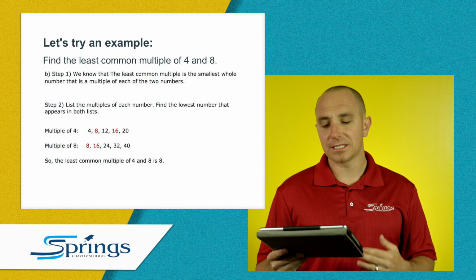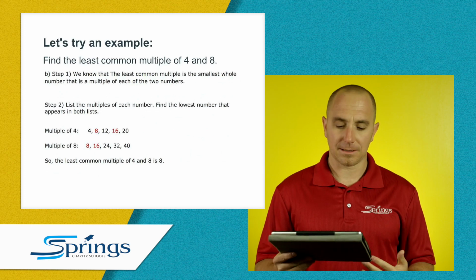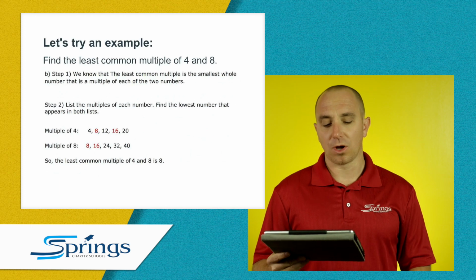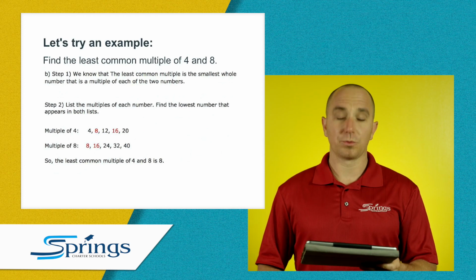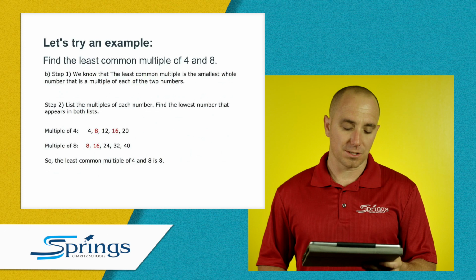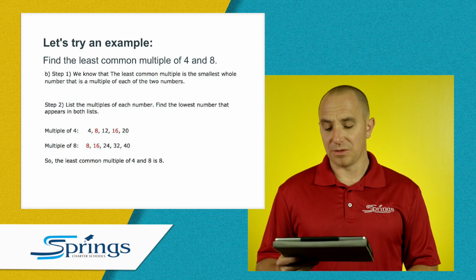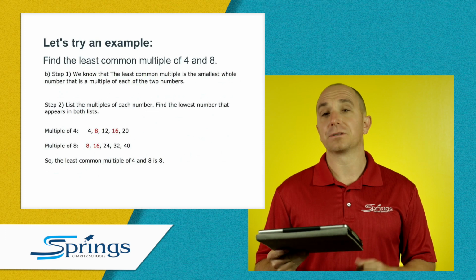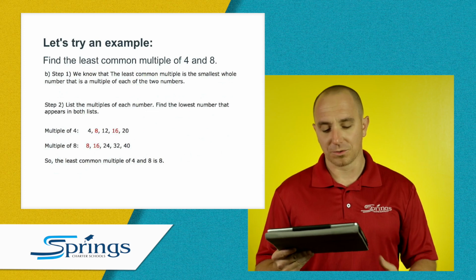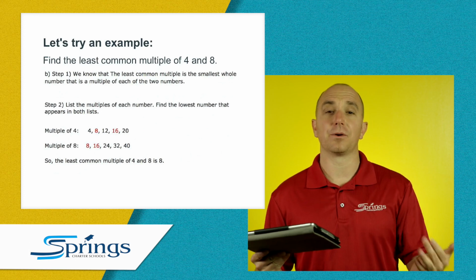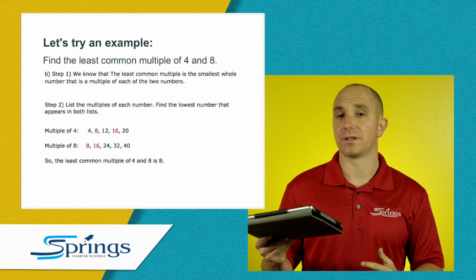So we're going to find the least common multiple of 4 and 8. The first step, we know that the least common multiple is the smallest whole number that is a multiple of each of the two numbers. Step 2, we're going to list the multiples of each number and then find the lowest number that appears in both lists. So the multiples of 4 are 4, 8, 12, 16, 20, and we don't have to keep going. This is not like factors where you want to pull all of the numbers out.